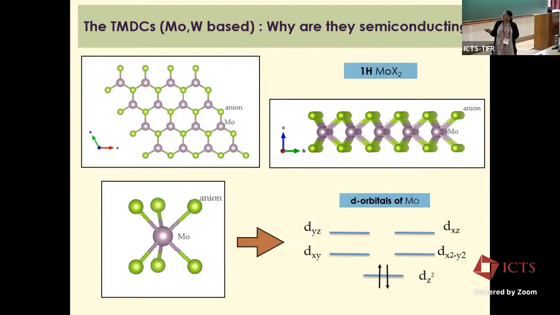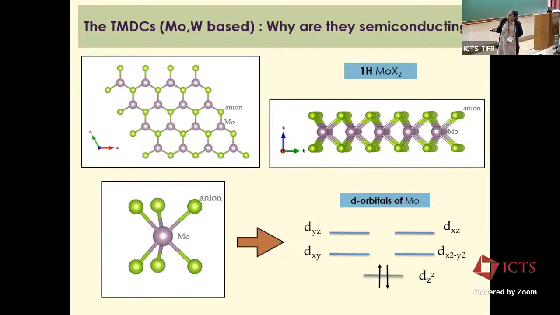If you look at this, I'm taking the most stable polymorph, which is known as the 2H structure. If you have just one monolayer, it goes by the nomenclature of 1H. If you look at a top-down view, this is what it looks like. The transition metal atoms are in purple, and your anions are these green atoms over here. But if you take a side view of the structure, you have a central plane of the molybdenum atoms, a top layer of the anions and a bottom layer of the anions.